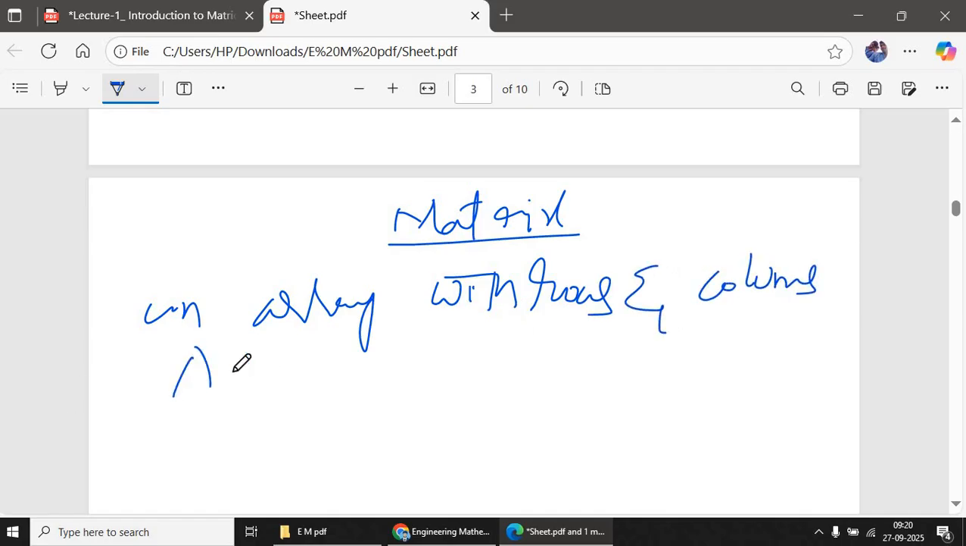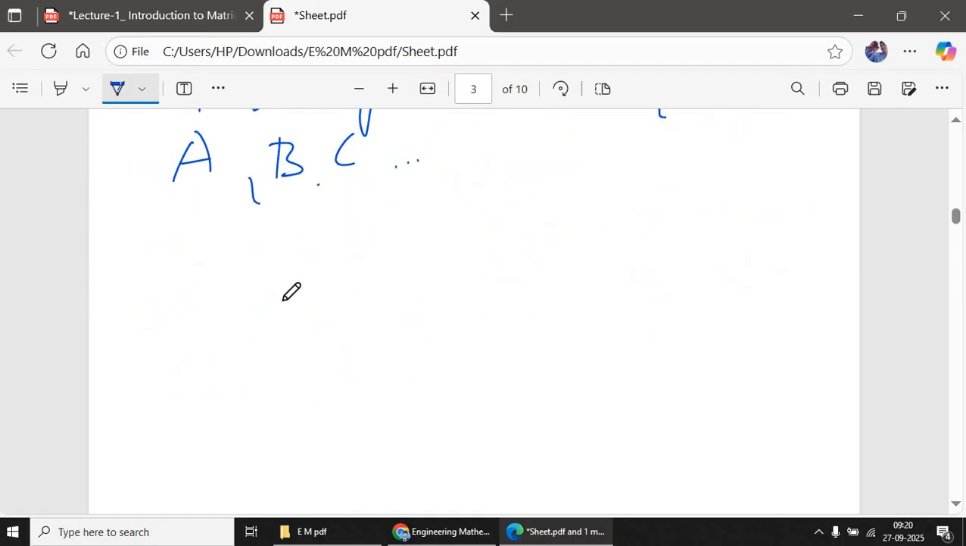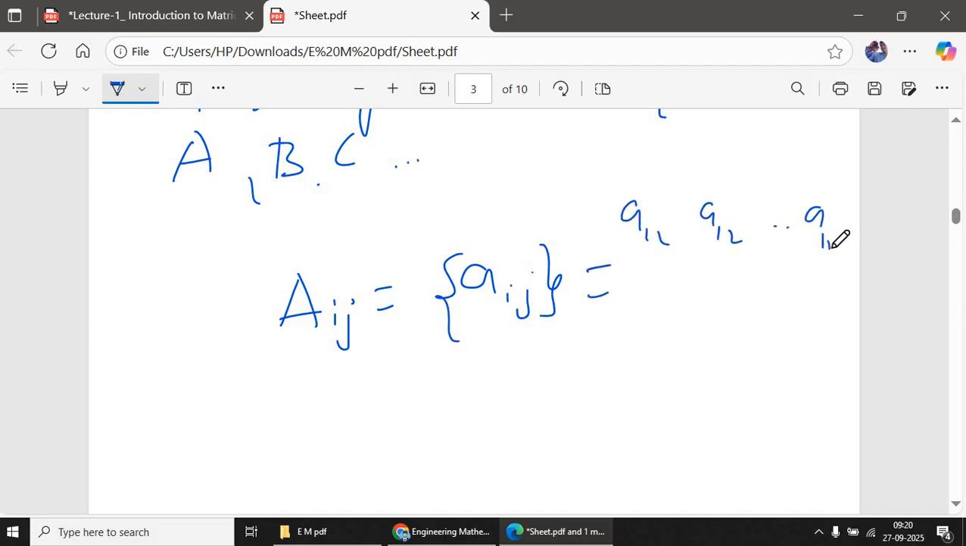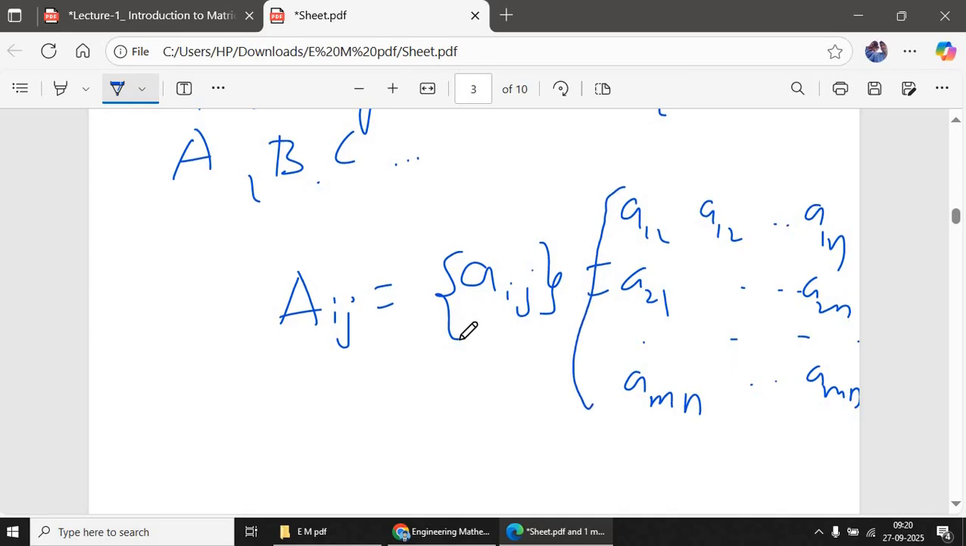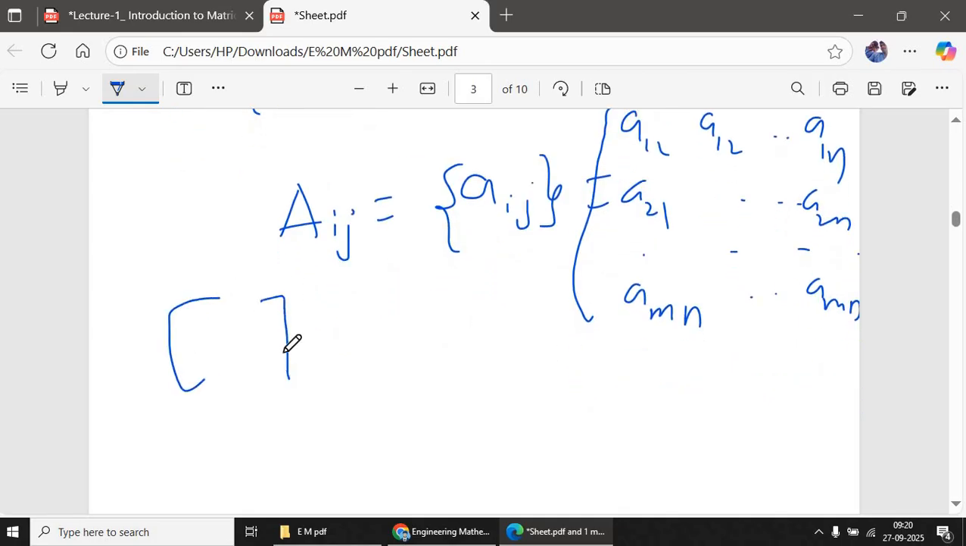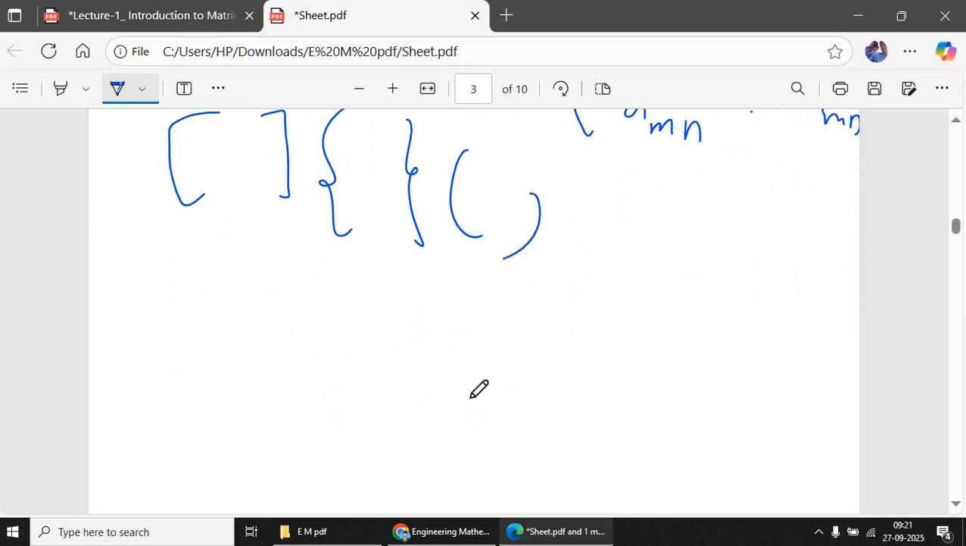So generally we use the capital letters A, B, C and so on. So what is the mathematical representation? For example, I want to write A_ij. So there will be A11, A12 and so on, A1n columns, and A21 and so on, up to M rows, and so on, Amn. So this is nothing but matrix representation. So we can use square brackets or curly brackets or parentheses, whatever notation is convenient for you. There is nothing wrong in that.